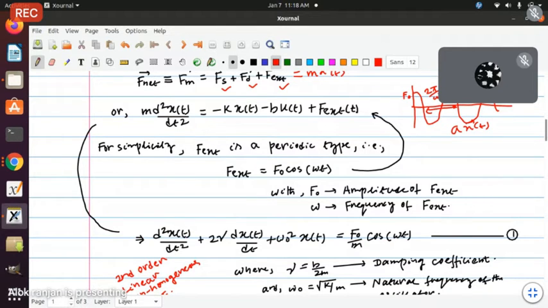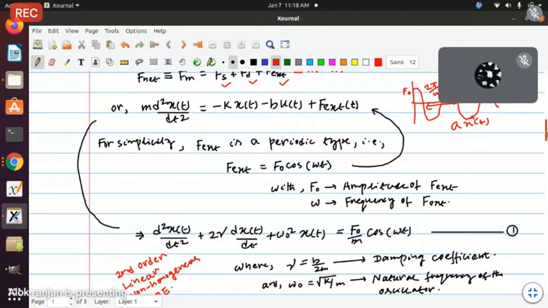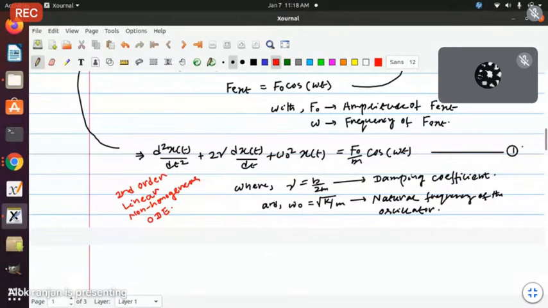Now if you make further simplification of this equation, you will get expression 1. We have already come across this form: gamma is the damping coefficient, and omega naught is the natural frequency of the oscillator. Now we have this on the right hand side.